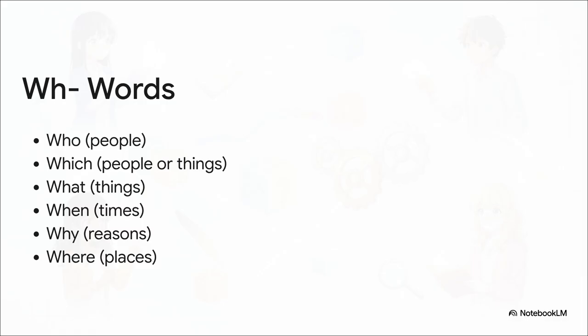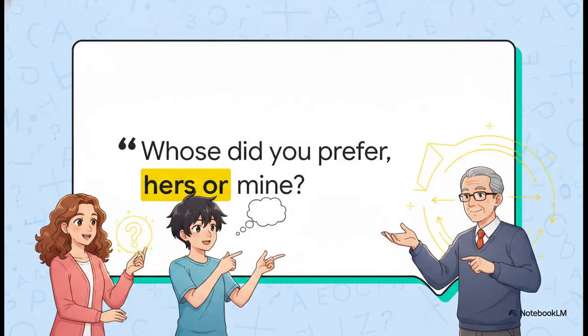That is exactly when we deploy these W words at the start of our sentences to extract specific data. Who targets people, where targets places, when targets times. Honestly, they're basically like targeted grammatical search queries. And this example right here brilliantly illustrates just how flexible these words can be.